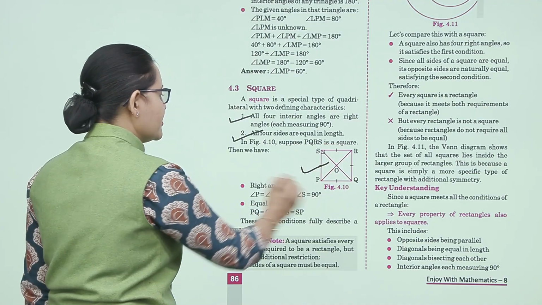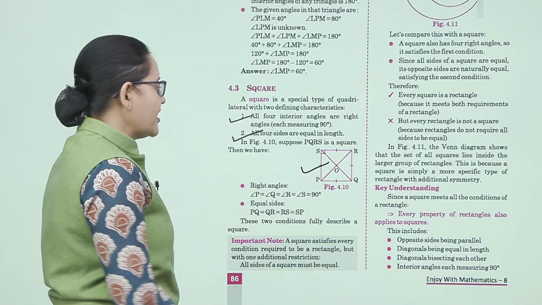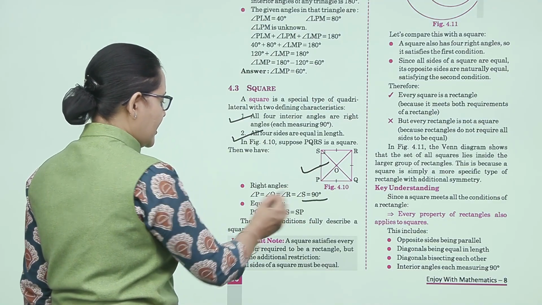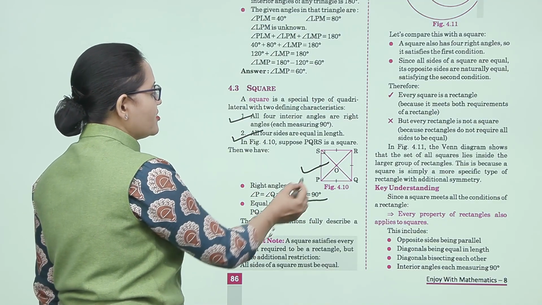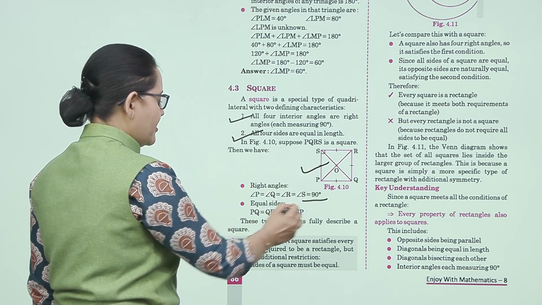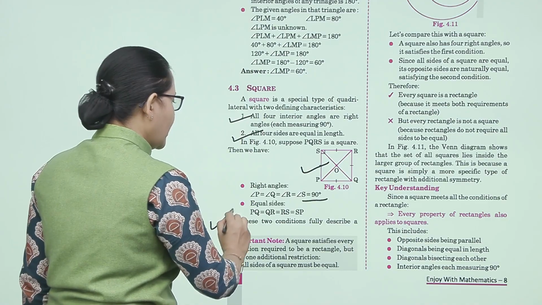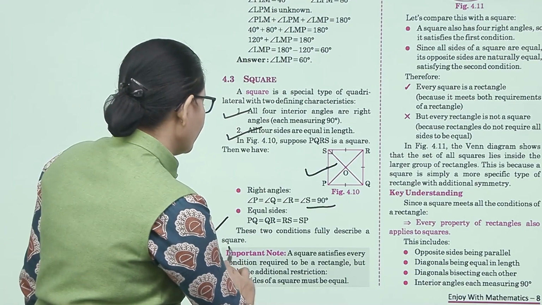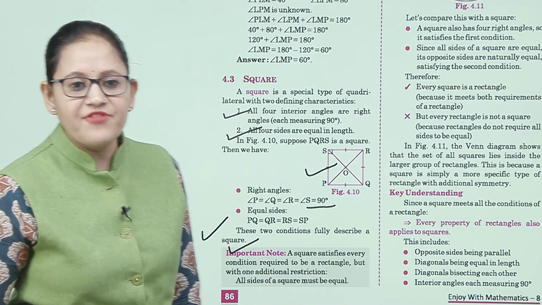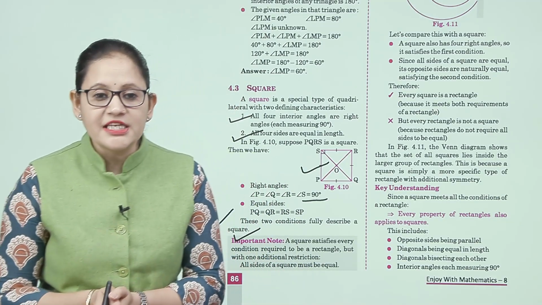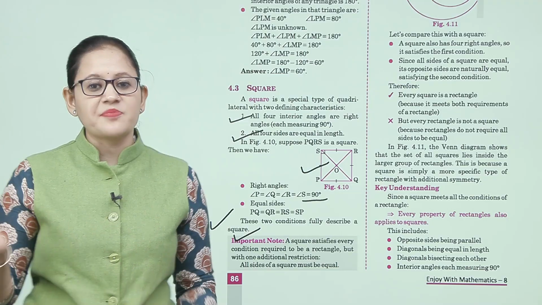Suppose PQRS is a square, then we have right angles, which means angle PQR is 90 degrees. Equal sides means all sides are equal: PQ, QR, RS and SP. These two conditions fully describe a square. Important note: a square satisfies every condition required to be a rectangle, but with one additional restriction, all sides of a square must be equal.